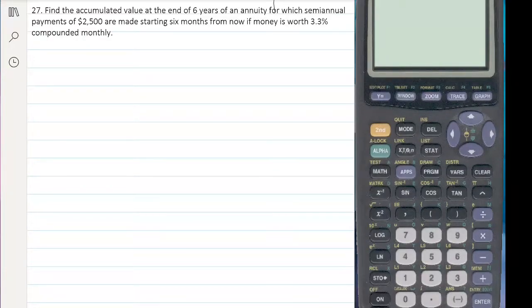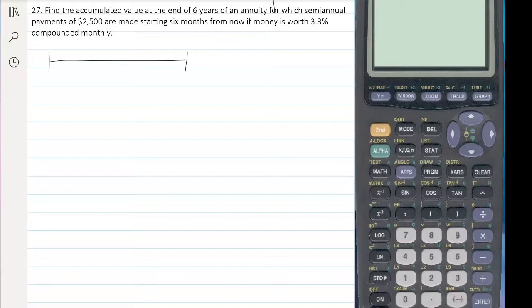Okay, so now we're going to move on to example 27. Find the accumulated value at the end of 6 years of an annuity for which semi-annual payments of $2,500 are made, starting 6 months from now if the money is worth 3.3% compounded monthly.